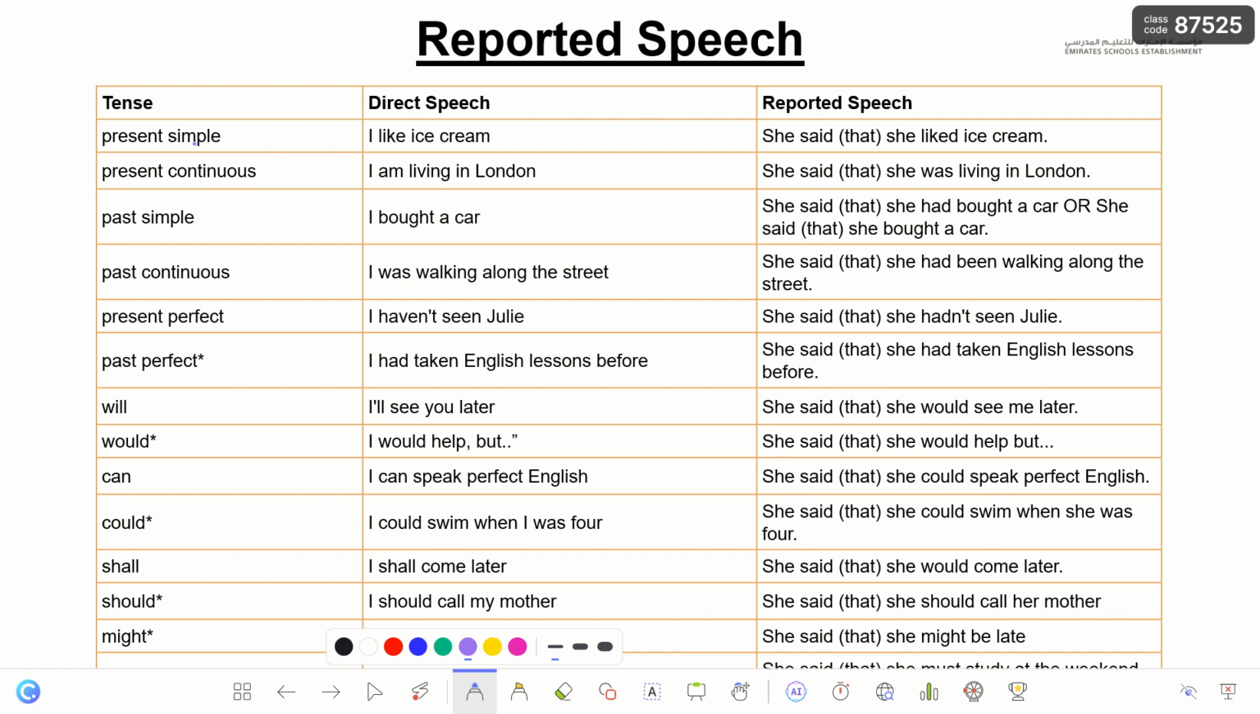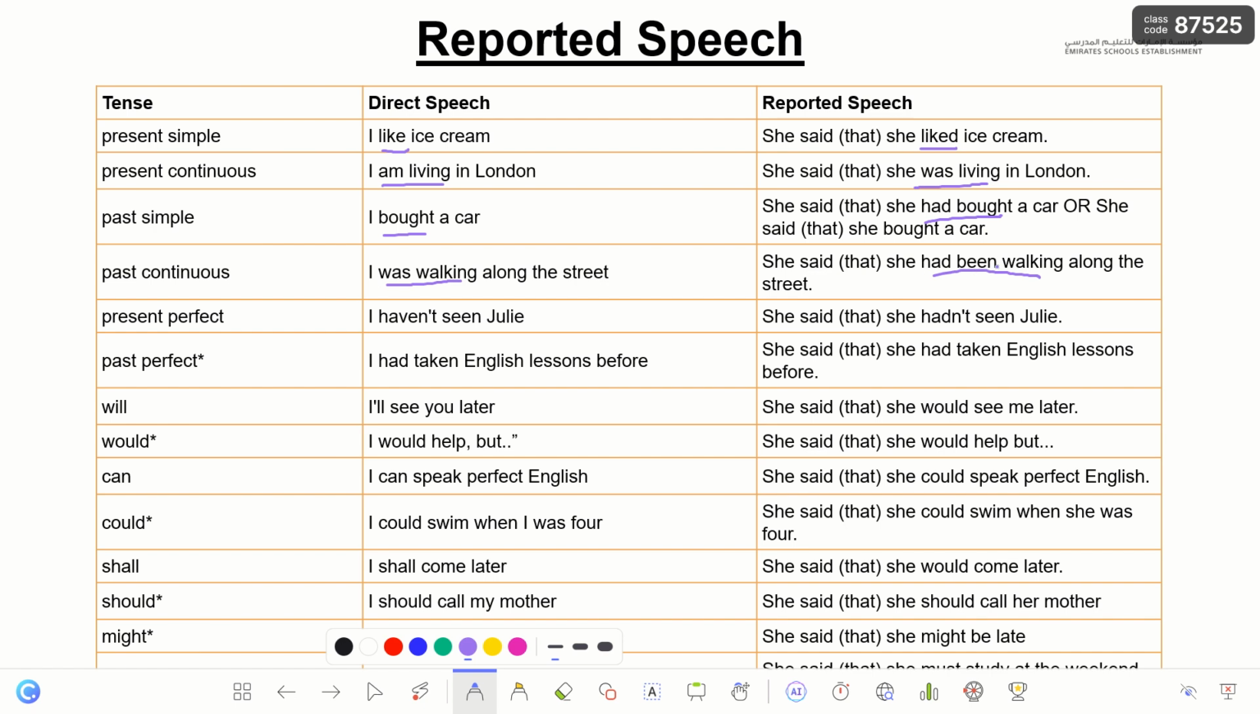Okay, so if I have present simple in reported speech, I just change it to past simple. So here like becomes liked. Present continuous, I'm living, becomes was living, she was living. Or if the subject is plural, they were living. Past simple, bought a car, becomes past perfect, had bought. Past continuous, was walking, becomes had been walking. We just keep the second part the same, we just change the first part. So was in simple past, we change it to past perfect, had been.